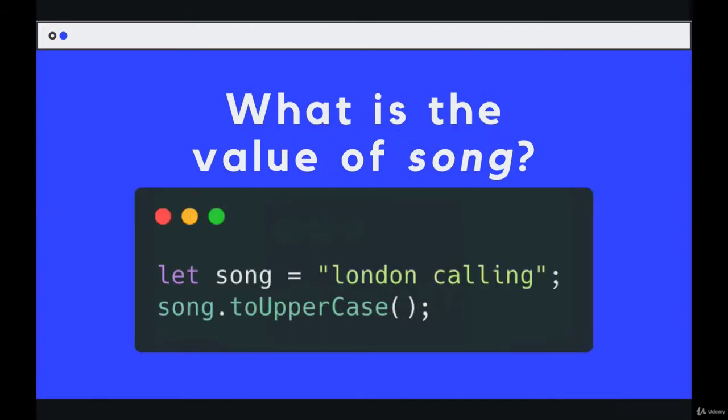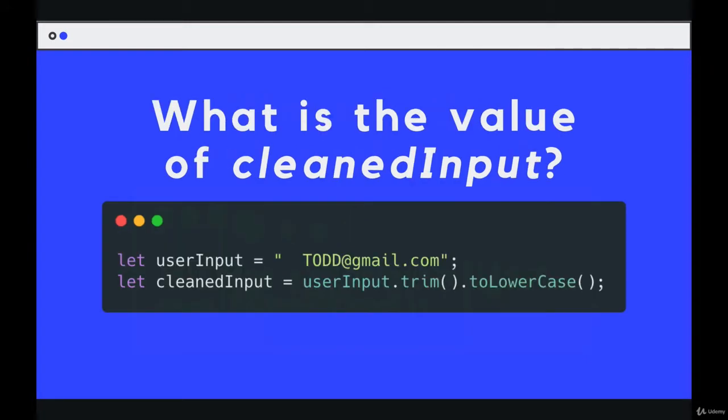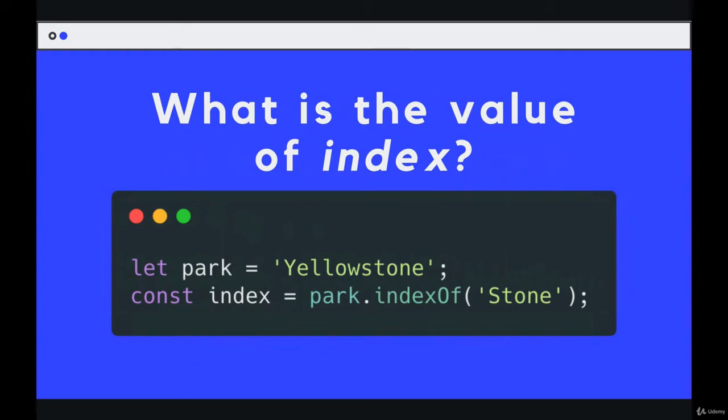And another one, what is the value of the song variable after this code runs? So after both lines are done, if you typed song into the console, what value would it hold? Next, what is the value of the cleaned input variable? There are two variables here. I'm interested in what the value of the second one would hold, or what does it hold after these lines run?